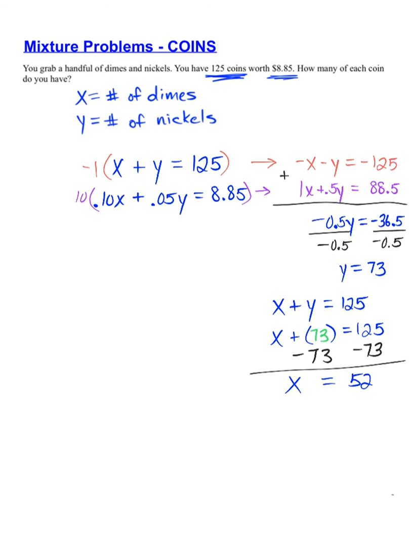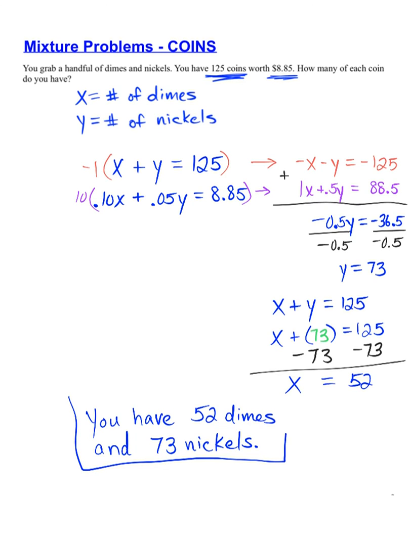When we put our units back on, you have 52 dimes and 73 nickels. You could very easily plug those answers back into the second equation just to verify your solution, but this is how you would break down a mixture problem that involves coins.